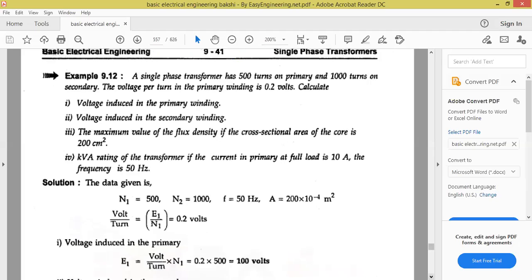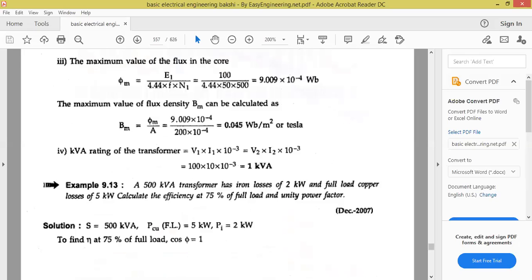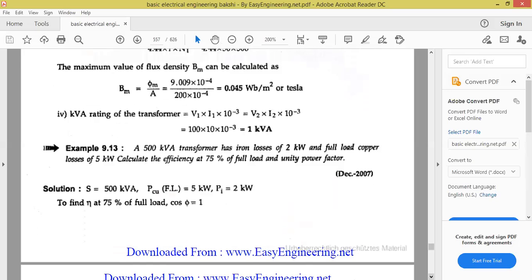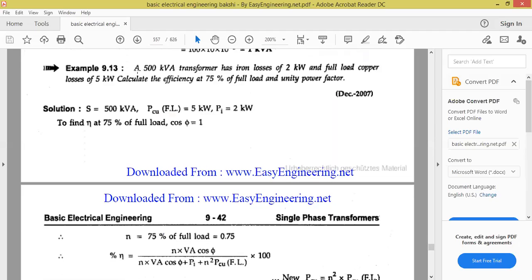So any problem on the transformer is just formula substitution, but problems on losses are important. See here, this is the direct problem. A 500 kVA transformer has iron loss, WI or PI, equal to 2 kilowatts. Full load copper loss is 5 kilowatts, as copper loss WCU or PCU. Efficiency they have given at full load, and cos theta they are mentioning 1. Okay. Efficiency 75%, 75 by 100. Okay, 75% means. So cos theta is 1.